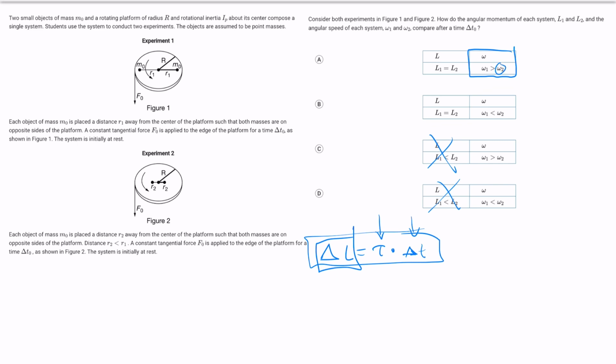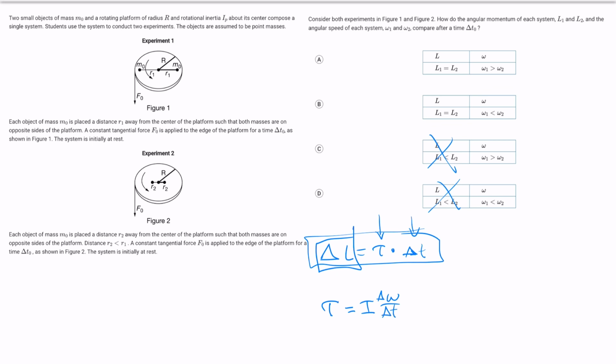And B says the opposite, that the final angular speed of experiment 1 will be less than the final angular speed of experiment 2. All right, let's see about that. We know that torque is equal to moment of inertia times change in angular velocity over change in time.